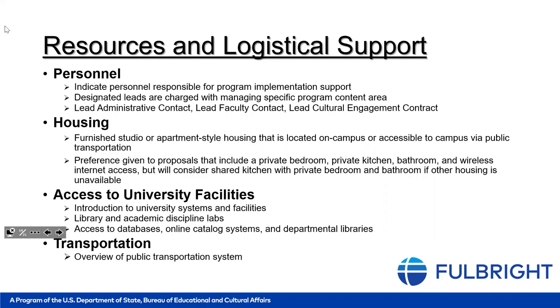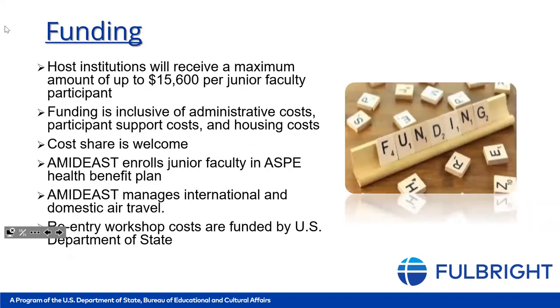And now we're going to pivot to funding. Funding is provided for up to $15,600 per junior faculty participant and is inclusive of administrative costs, participant support costs, and housing. While there are no strict maximums for budget line items, we expect administrative costs to not exceed 40%. In addition, junior faculty will be covered by ASPE, which is the Accident and Sickness Program for Exchanges Health Benefit Plan. Amadeus will manage all international and domestic air travel, and thus such costs should not be included in your proposal.